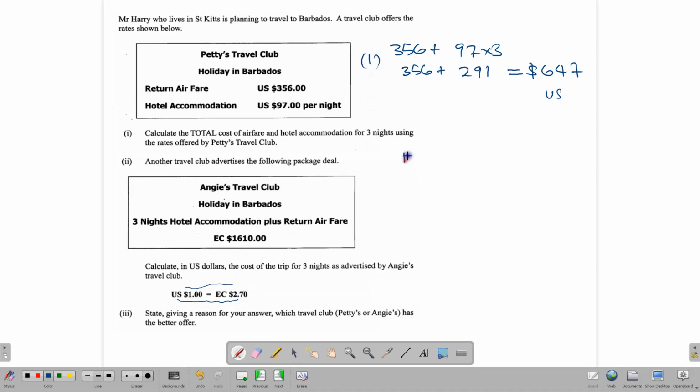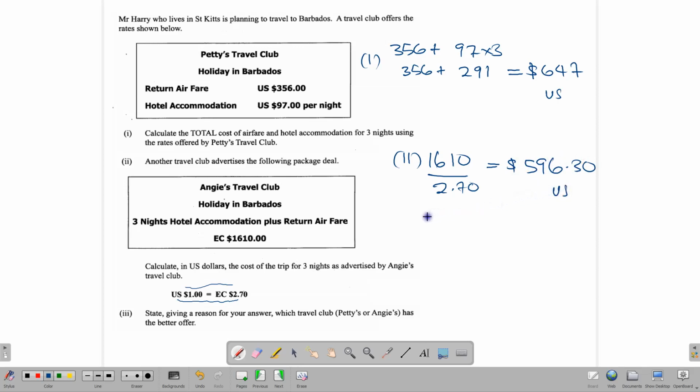So let's do the second part. And we have 1,610 EC. We want to change it to US. So we need to divide by $2.70 because 1 US value is $2.70 EC. So when we do this division, we end up with $596.30. So this is also US dollars.